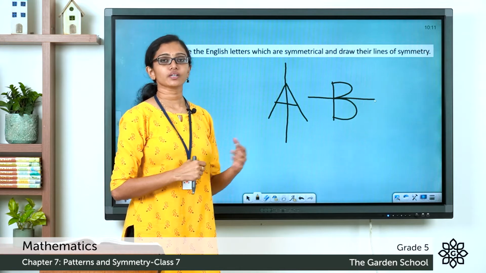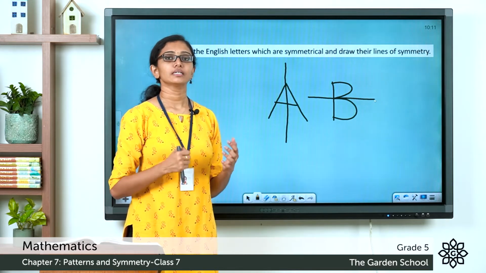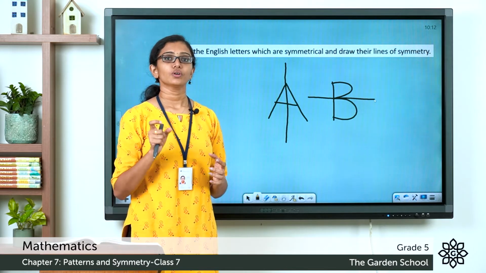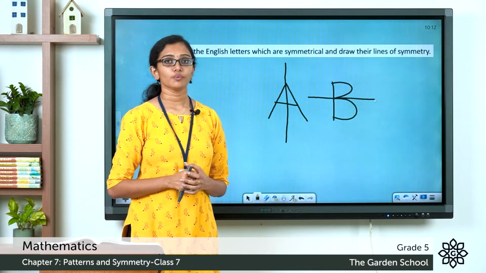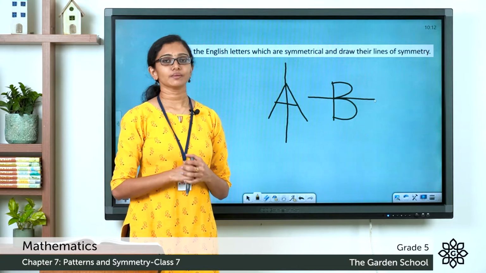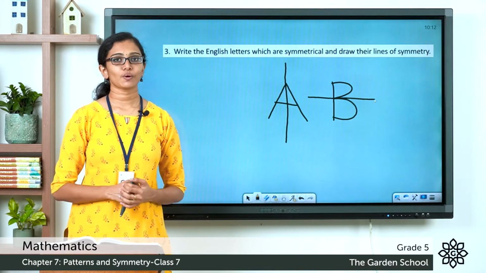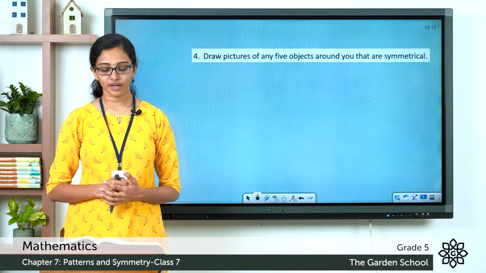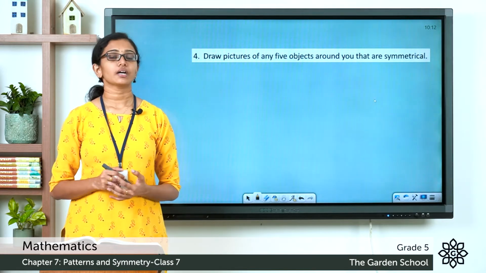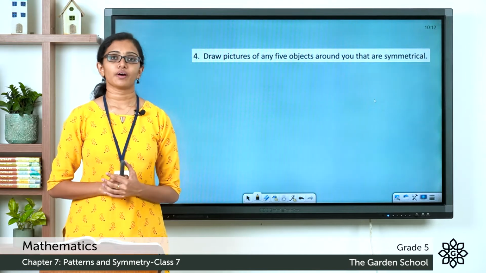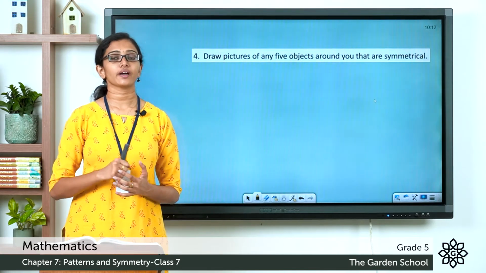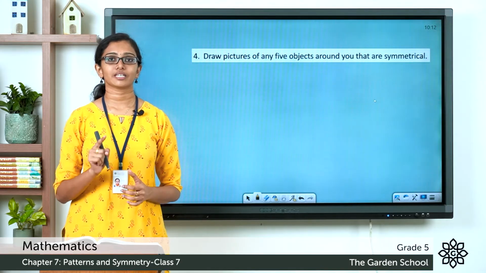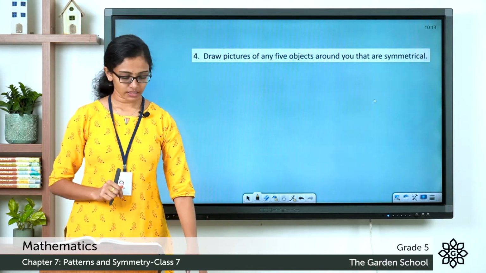Similarly, there are a few other letters in the English alphabet which are symmetrical. You have to find out which are those letters and you have to draw the image of these letters in your notebook. Also, draw the lines of symmetry in each case. Let's move on to the next question. Question number 4. Draw pictures of any 5 objects around you that are symmetrical. You look around and identify 5 objects that are symmetrical and draw the picture of these images in your notebook.